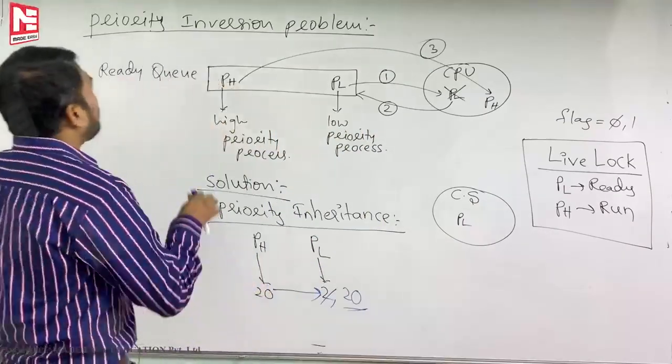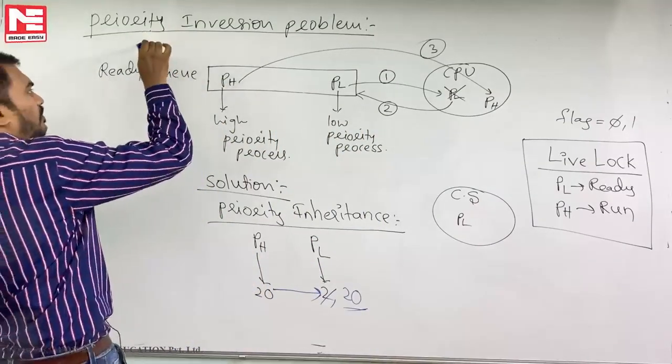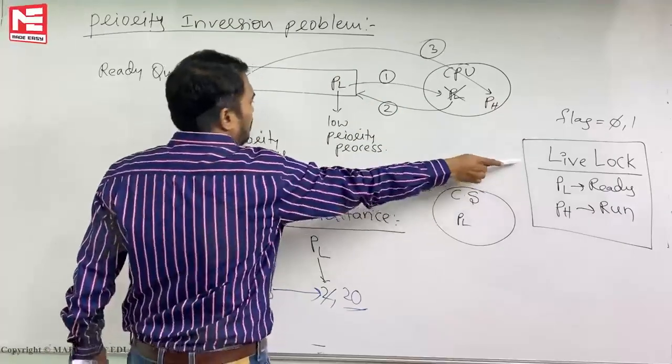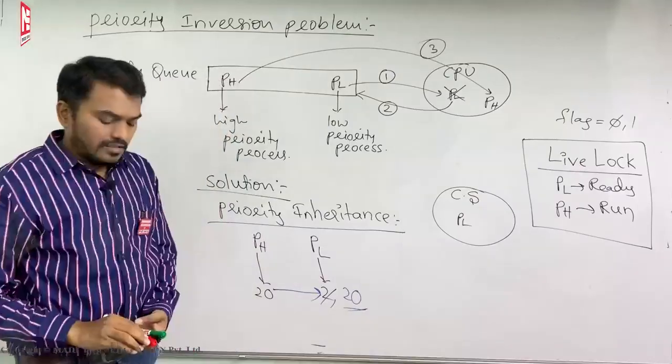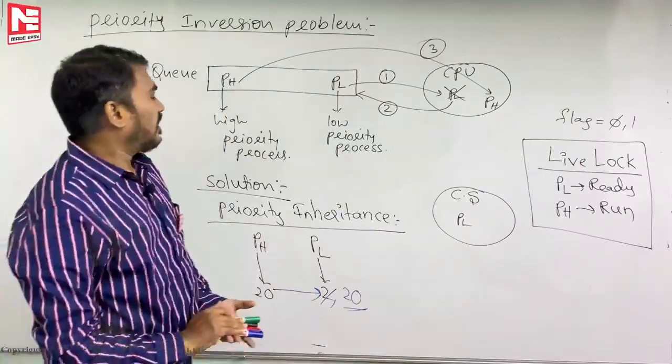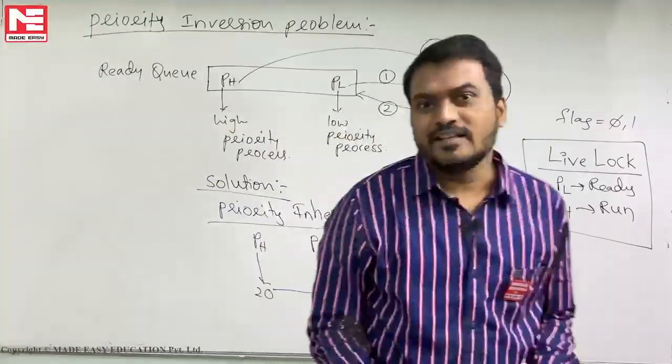So the simple solution: this is a problem here, this problem is called a live lock, and the solution to this problem is priority inheritance. Is that clear? So that is the priority inversion problem. So hope it is clear, right?